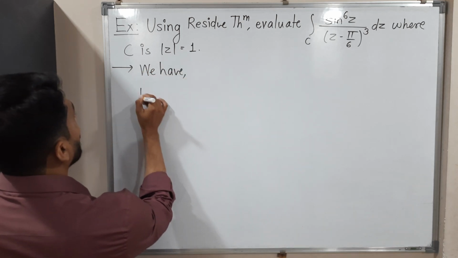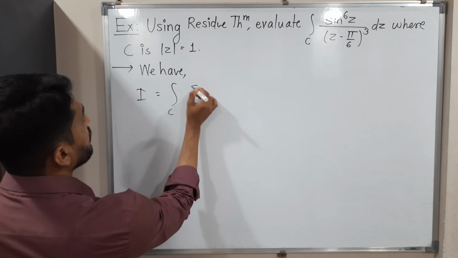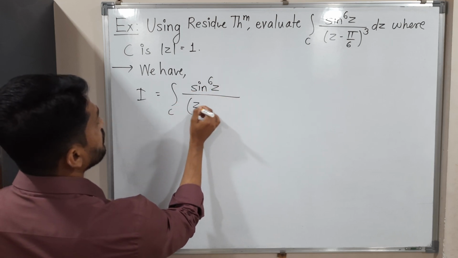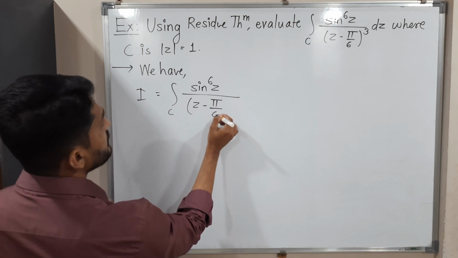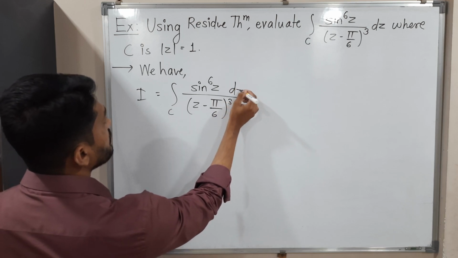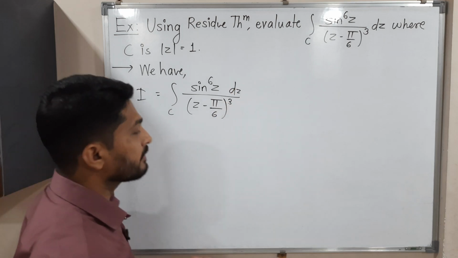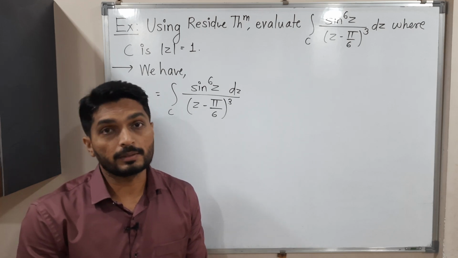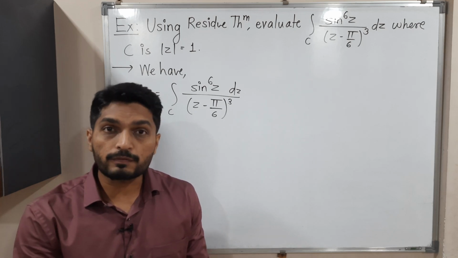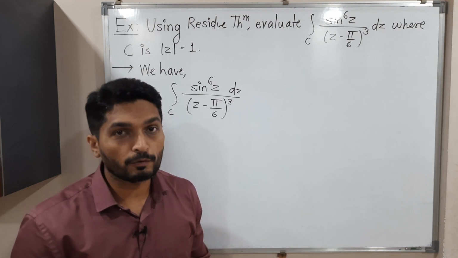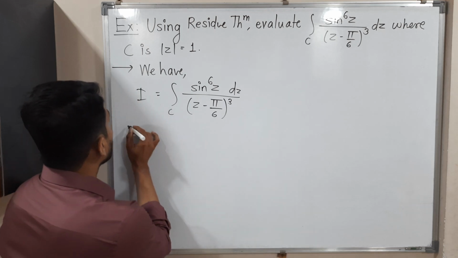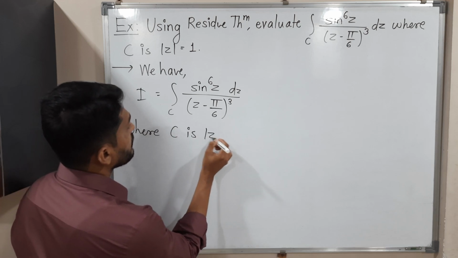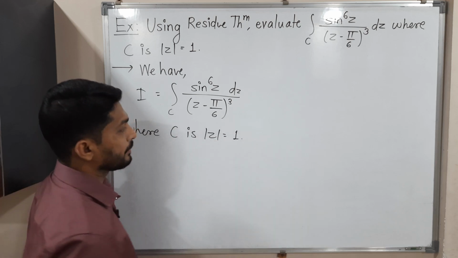We have I is equal to integration over C of sin raised to 6z upon (z minus pi by 6) raised to 3 dz. So this is the given integral. Okay, so the most important part is that curve C. Let us draw that curve first, then we will solve the remaining part of our problem, where C is mod z is equal to 1.